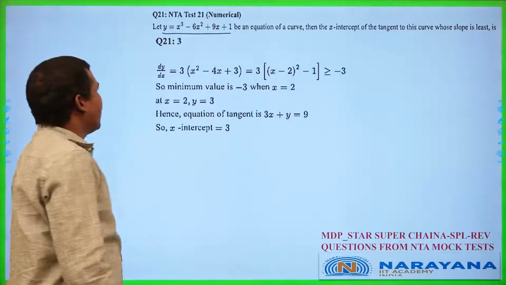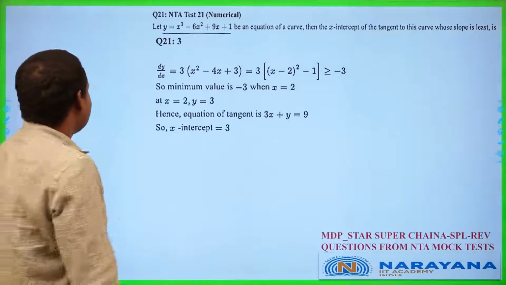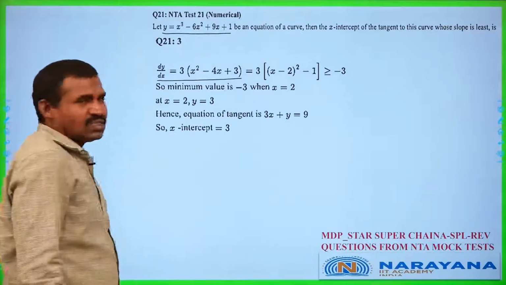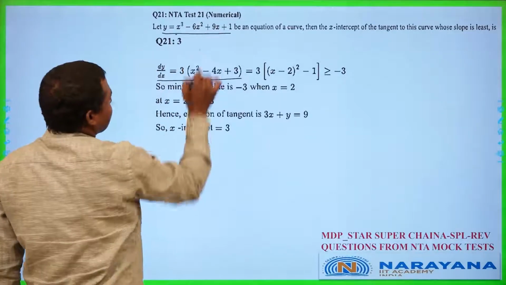So, y is given as x cube minus 6 x square plus 9 x plus 1. First find dy by dx. dy by dx is equal to 3 x square, the derivative of x cube, minus 12 x plus 9.